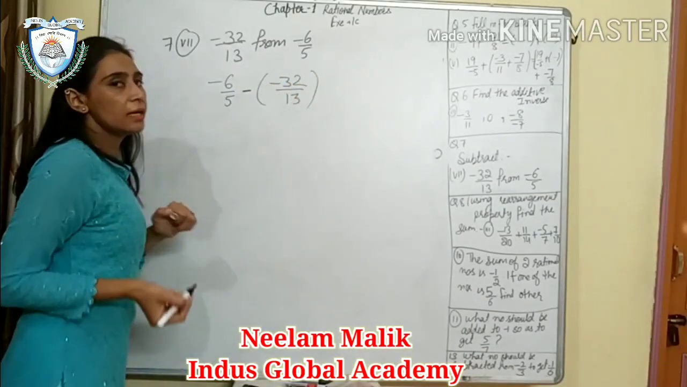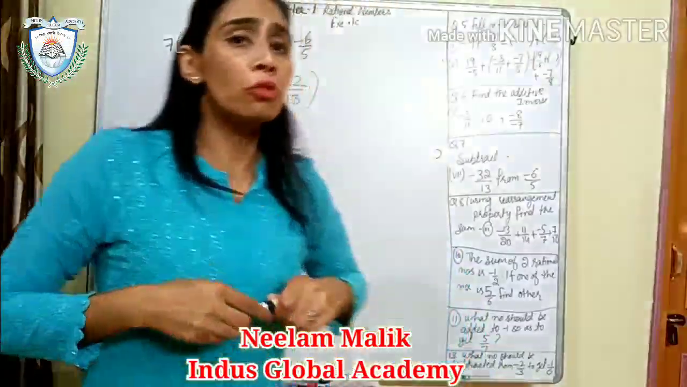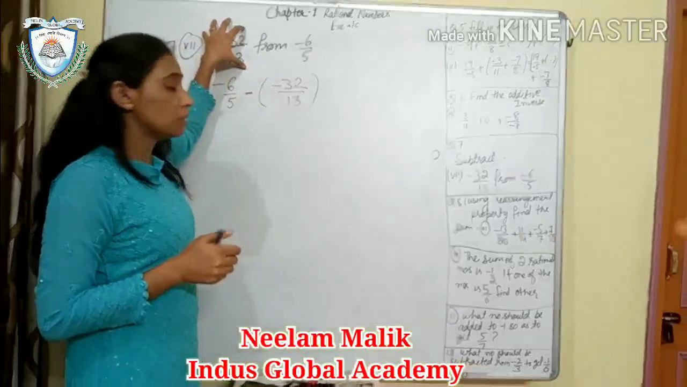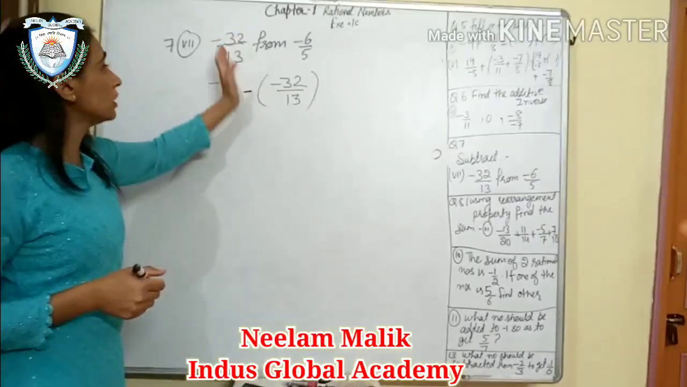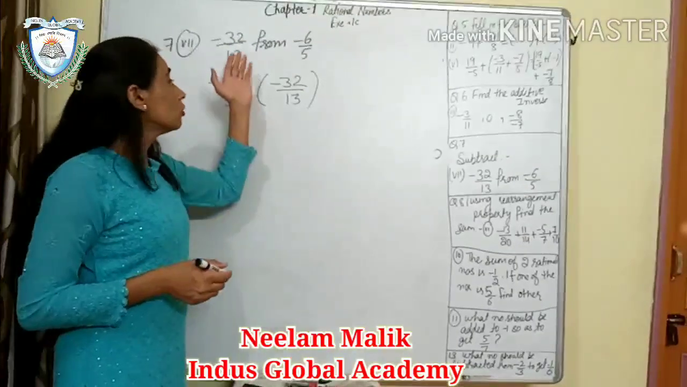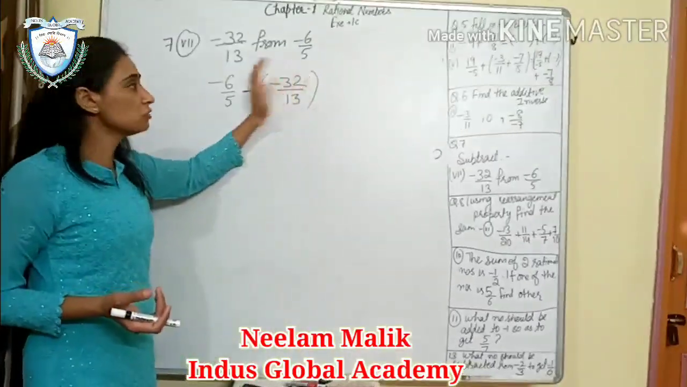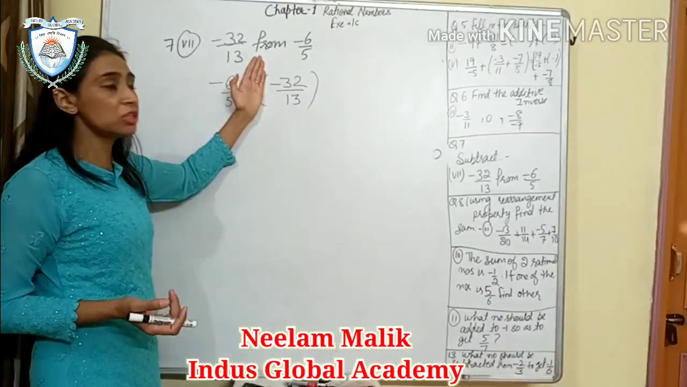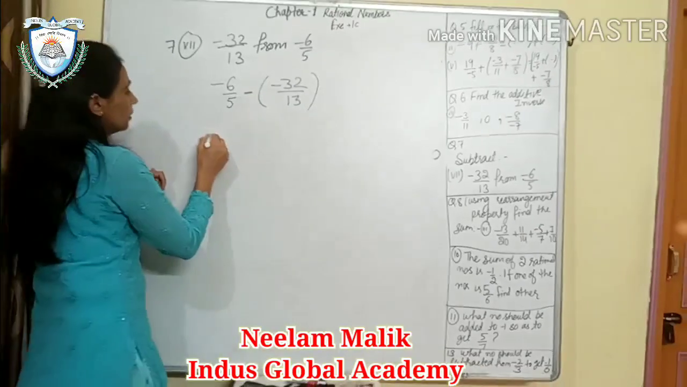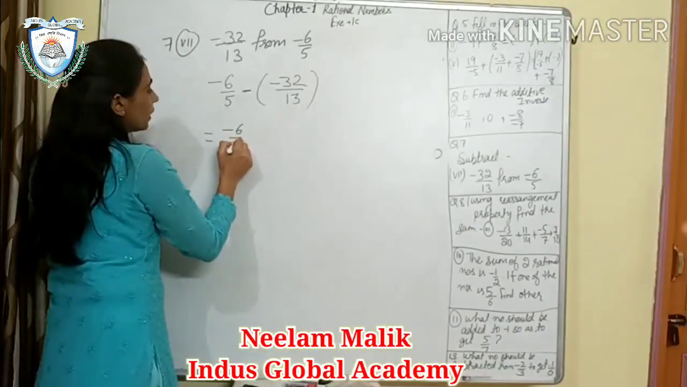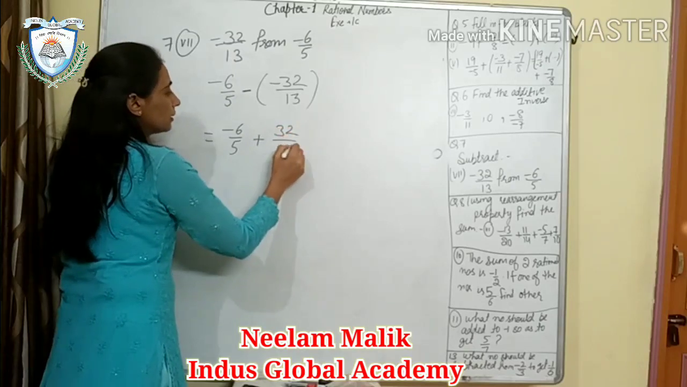Another way: when we are subtracting, we have to take the additive inverse of the second number and add. Yes, additive inverse, because we are changing the sign in the subtraction of the second number. So what will be the additive inverse of this? That will be positive. So let's do this: -6/5 plus 32/13.